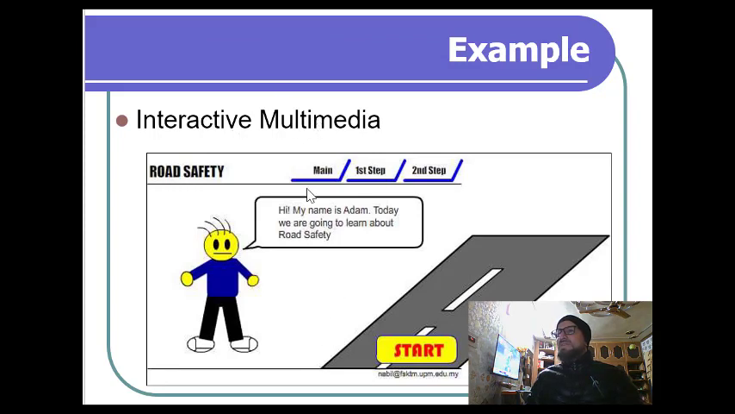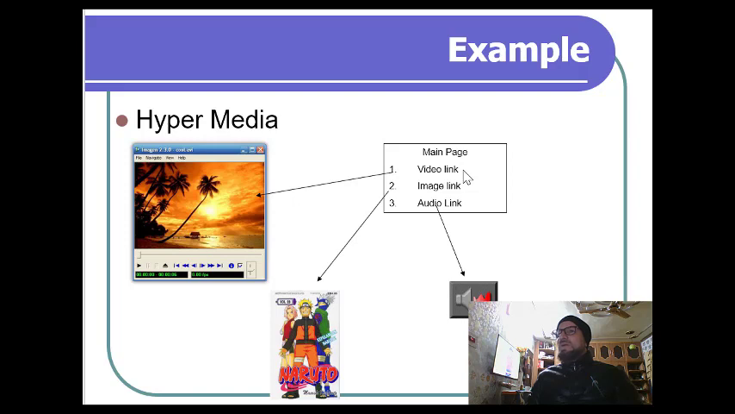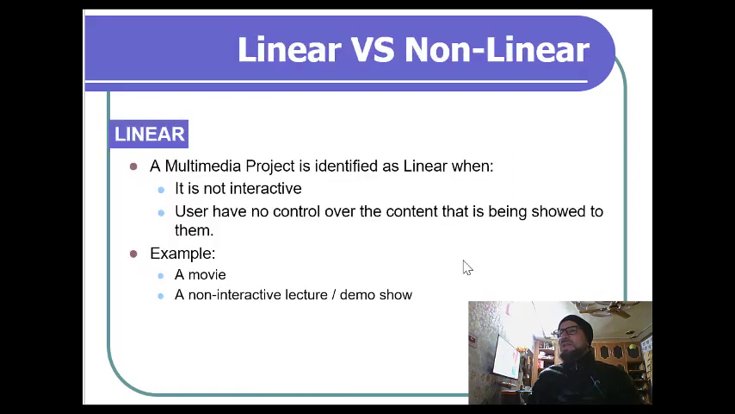So there's interactive multimedia. For example, there's a menu here, first step, second step, and you can click on the main, on the first step, on the second step, and this guy will walk maybe on this track if you click start. This is interactive multimedia where the user can actually interact with the system. And hypermedia is where you have links: you click a video link, it gives you the video; you click the image, it gives you the image; you click the audio, it says something. So that's hypermedia.